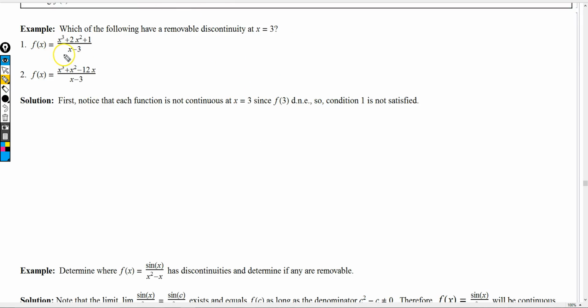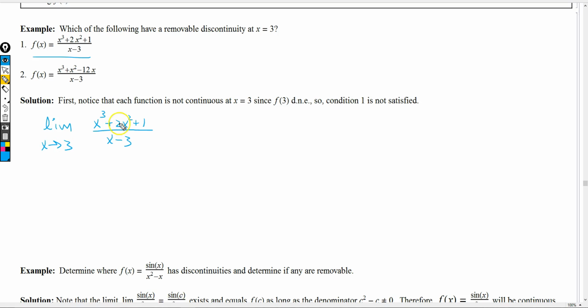Alright, so for the first one here, we need to look at the limit as x converges to 3, and we have to see if this exists. If it exists, we might be able to redefine the function at 3 to make it continuous, so the discontinuity would be removable.